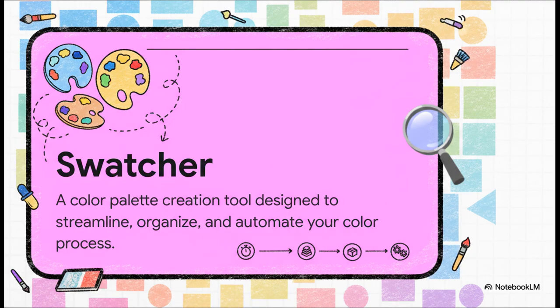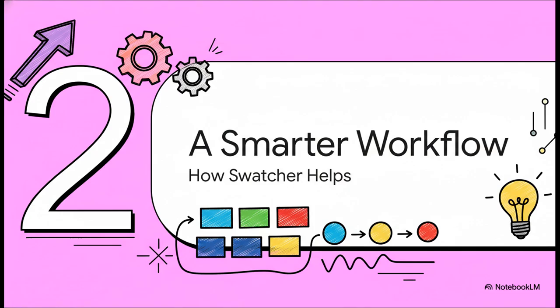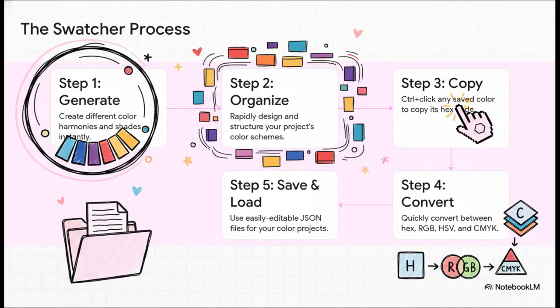So what is Swatcher exactly? Well, the official definition nails it. It's a color palette creation tool designed to streamline, organize, and automate your color process. Think of it less like just another color picker and more like a dedicated command center for everything related to your colors. Okay, so that sounds great, but how does it actually pull it off? How does it deliver on that promise? Well, it's all about giving you a smarter, way faster workflow that just gets out of your way and lets you do your thing.